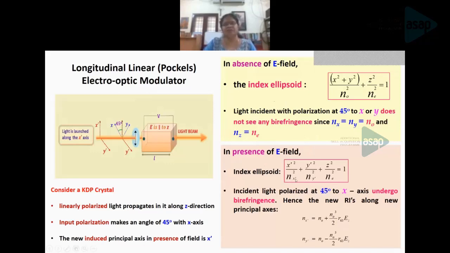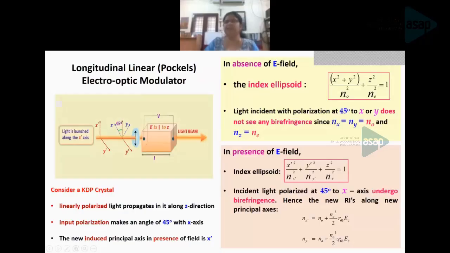So the new changes are Nx prime and Ny prime. So the change in the refractive index is N0 plus N0 cube by 2 R63 Ez, which is related to linear electro-optic effect, and N0 minus N0 cube by 2 R63 Ez. These are the new refractive indices for the medium.